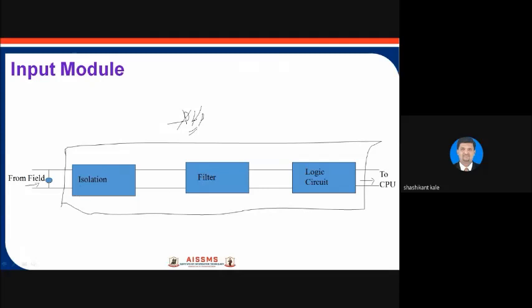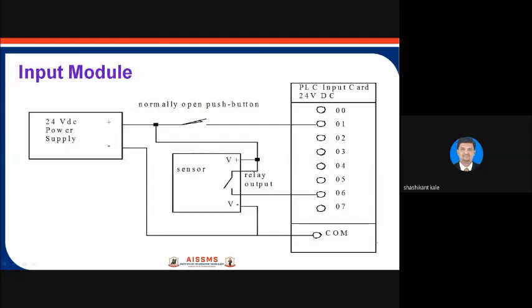So one stage is isolation. So other fields are kept isolated, and circuitry of the isolation is there under this block. Next to that, if there is any noise with the signal, that is being filtered here in the filter block, and logical circuit is run under that, and that logical outcome of the signal is passed to the CPU. Right. So these are the various stages by which the input module is there.